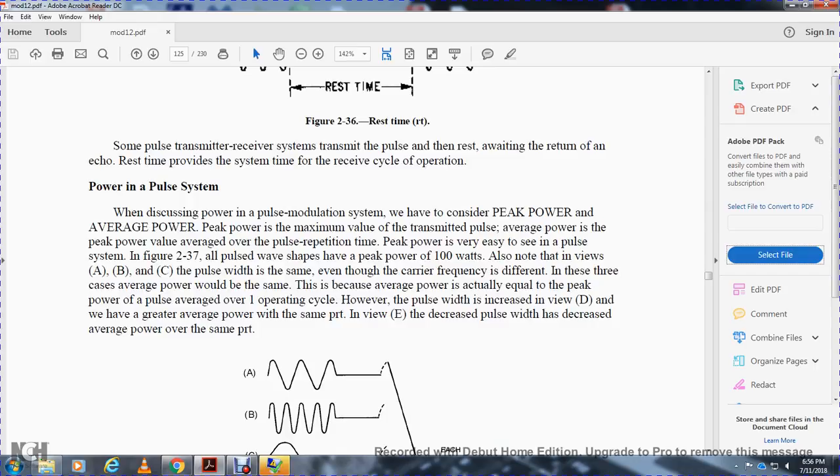Power in the pulse system. In the discussion of power in the pulse modulation system, we consider the peak power and the average power. The peak power is the maximum value of the transmitted pulse. Average power is the peak power values averaged over the pulse repetition time.